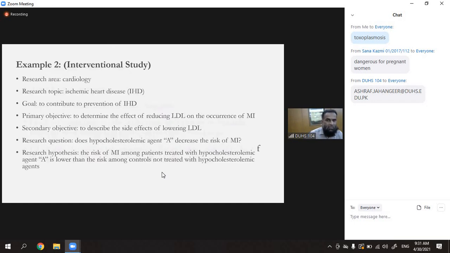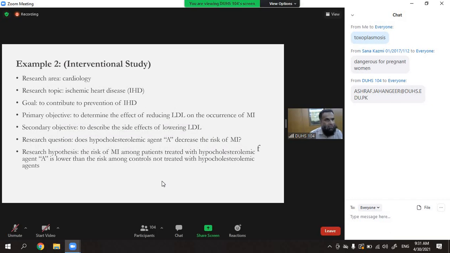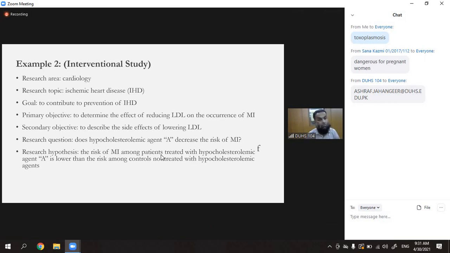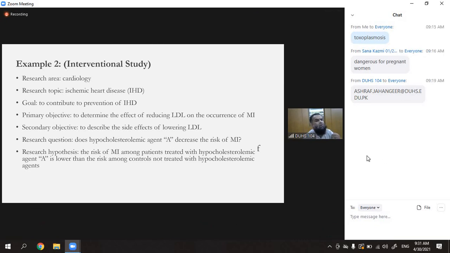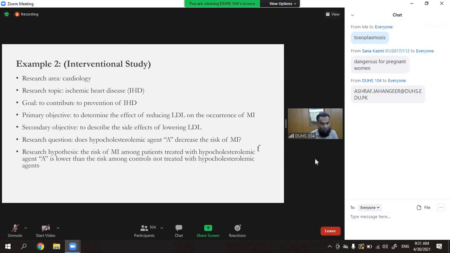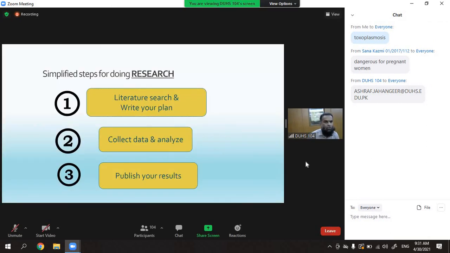Second example is an interventional study in the area of cardiology, ischemic heart disease. Goal is to contribute to prevention of ischemic heart disease. Primary objective could be to determine the effect of reducing LDL on the occurrence of MI. And the secondary objective would be something that you can find out by the way, while doing the primary objective, to describe the side effects of lowering LDL. That's a secondary objective.